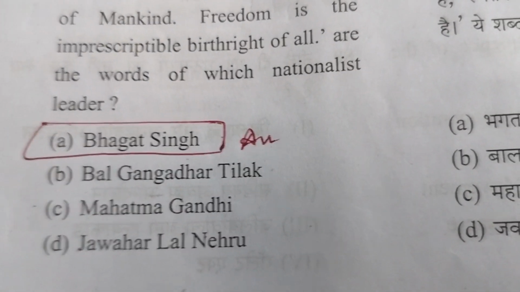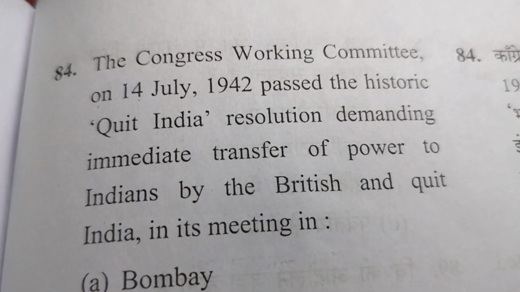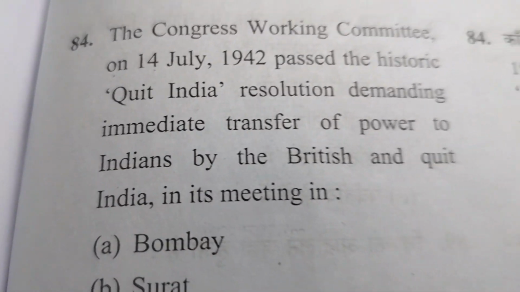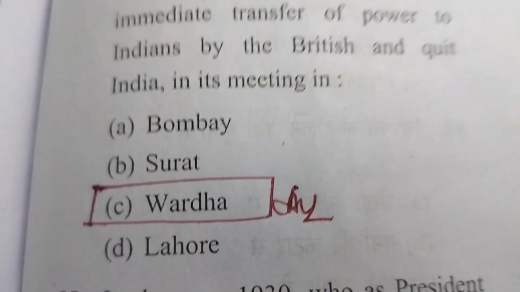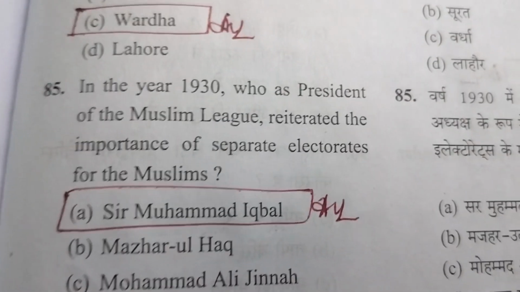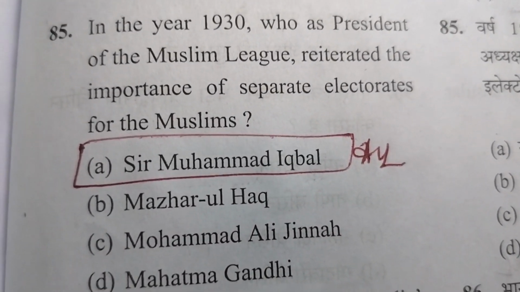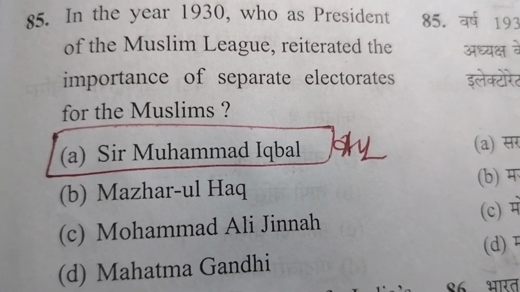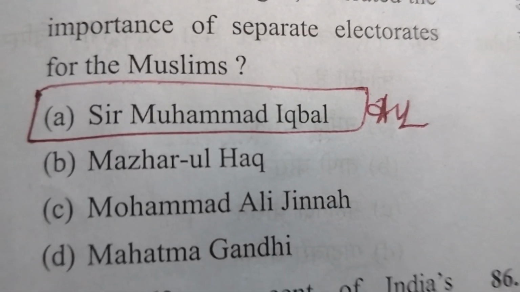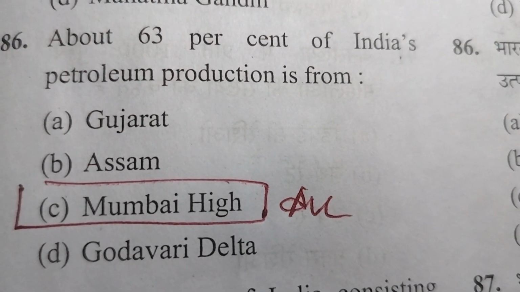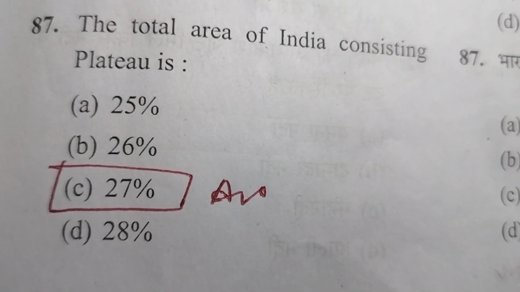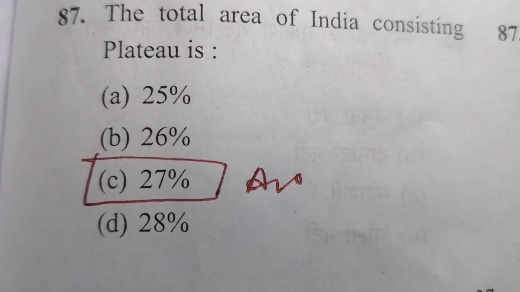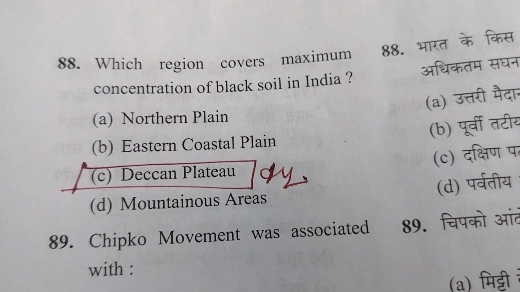A. Bhagat Singh. 84. The Congress Working Committee on 14 July 1942 passed the historic Quit India resolution demanding immediate transfer of power to Indians by the British and quit India, in its meeting in C. Wardha. 85. In the year 1930, who, as president of the Muslim League, reiterated the importance of separate electorates for the Muslims? Sir Muhammad Iqbal. 86. About 63% of India's petroleum production is from C. Mumbai High. 87. The total area of India consisting plateau is C. 27%.